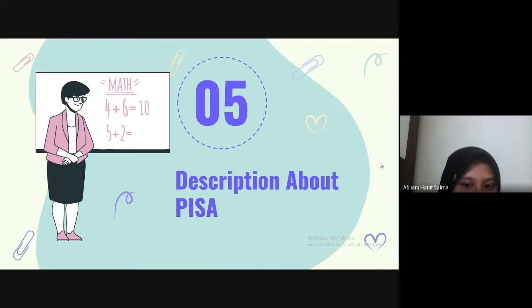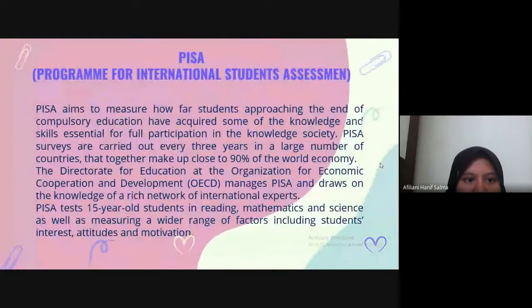Okay, the next is about the description of PISA, the Program for International Student Assessment. PISA aims to measure how far students approaching the end of compulsory education have acquired some of the knowledge and skills essential for full participation in the knowledge society. PISA surveys are carried out every 3 years in a large number of countries that together make up close to 90% of the world economy.